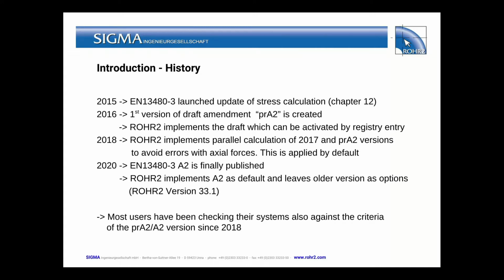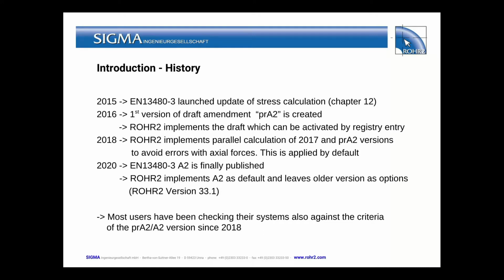In 2018, ROHR2 implemented the parallel calculation of the code according to edition 2017, which was the code that was correct at the time, and also the PRA2 version in parallel to avoid errors with actual forces. This was applied by default unless the user chose to only do the 2017 version.